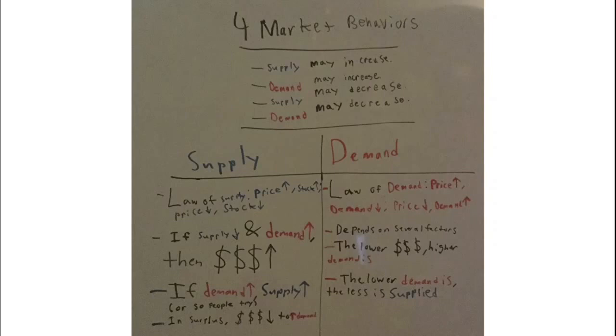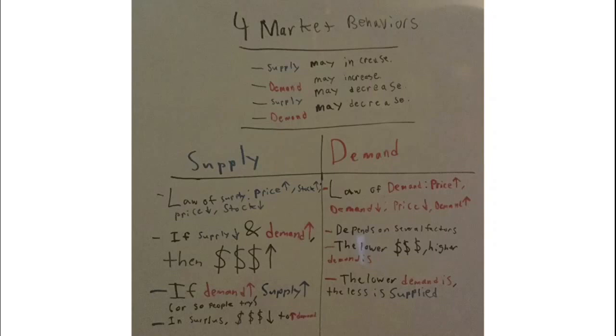if demand is high, then the supply will go up. Well, people will try, and most of the time, they will be able to increase the supply or stock of what is being made, but this may not work in certain cases. In a surplus, the price is lowered to up the demand.